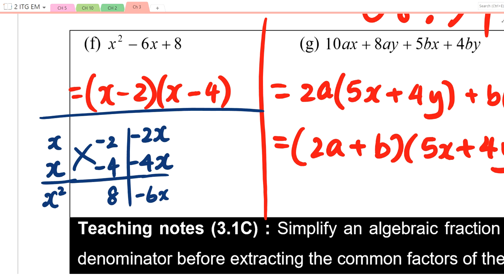Then would this result in a problem for my value 8 over there? Is that going to be a problem? No, there's no problem because negative 2 times negative 4 still gives me 8. So this is my answer. X minus 2 multiplied by x minus 4. So you need more practice for this type of question. Part F.